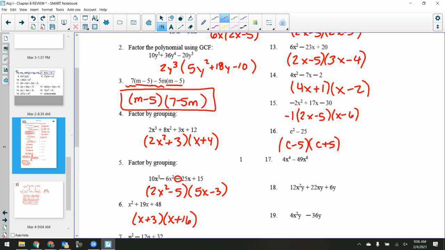16? Okay, so this is the one where you check, is there a GCF? No. Is C squared a perfect square? Is 25 a perfect square? Is that a minus? So it's minus plus. Does that make sense?